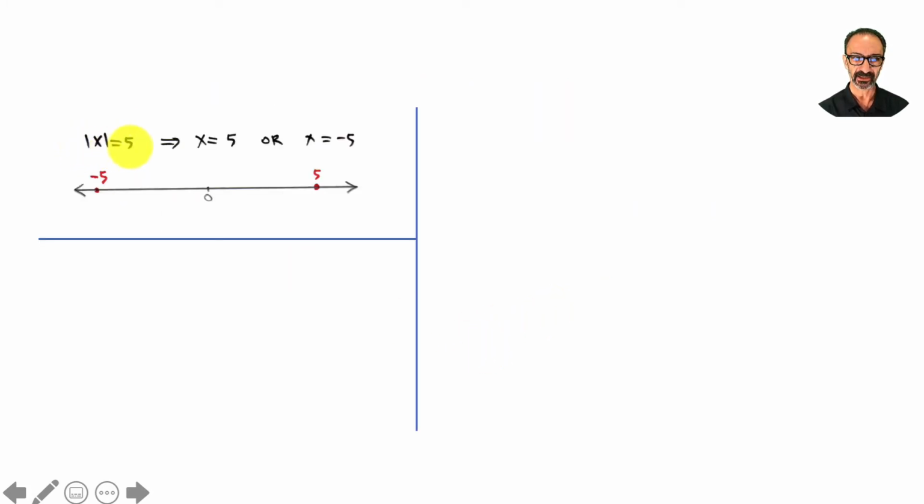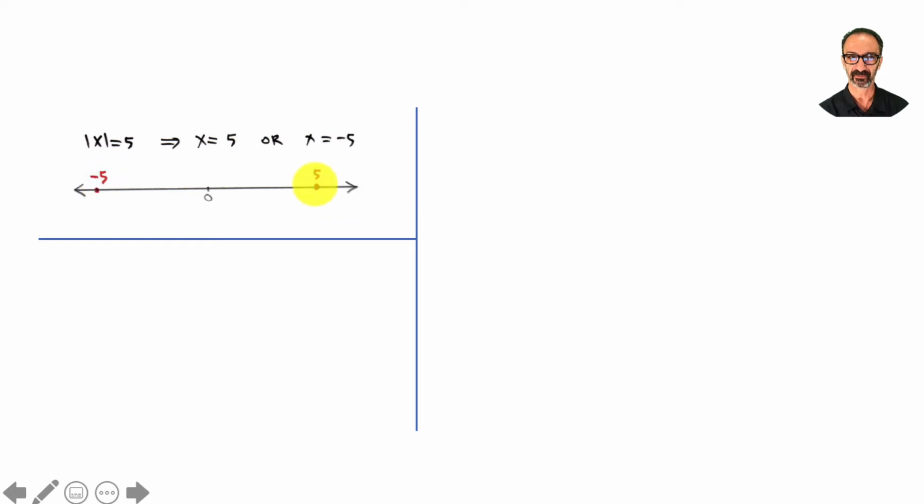What does that mean? Absolute value of x equals 5. That means either x equals 5 or x equals negative 5. So absolute value of 5 is 5. Absolute value of negative 5, because it's negative, we take the opposite and it becomes 5. So what's the solution for this? It's either 5 or negative 5.